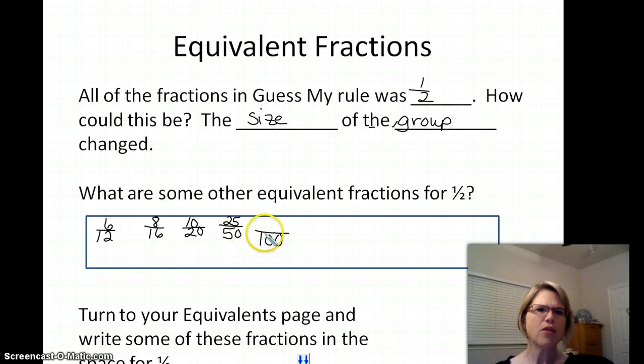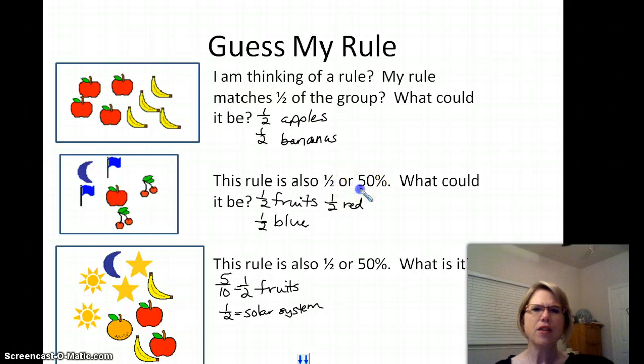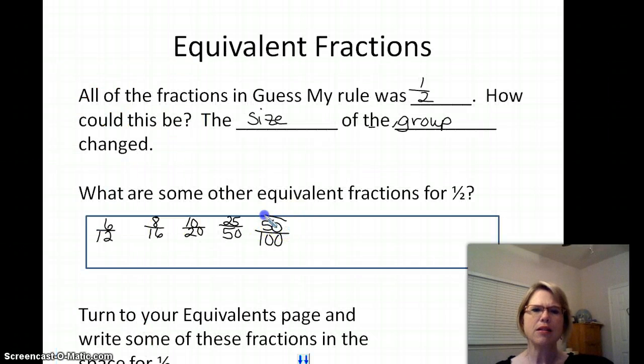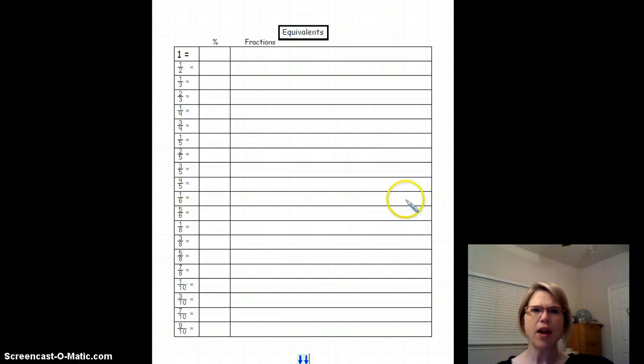What's half of 100? It's 50, right? And that's why whenever I said 50%, what do you think 50% means? It means 50 out of 100, okay? So we're going to write some of these equivalent fractions on your equivalence page that you also got today. So make sure you turn to that. It looks like this, okay?